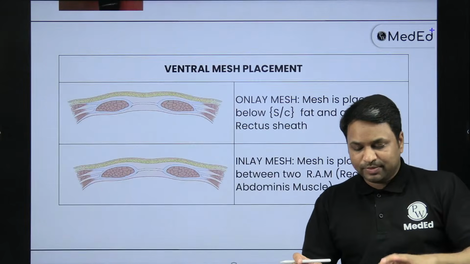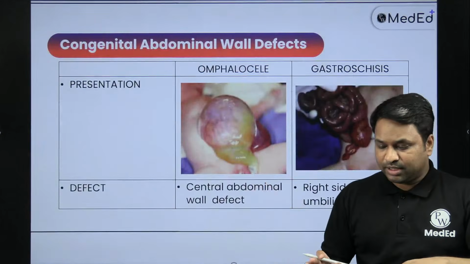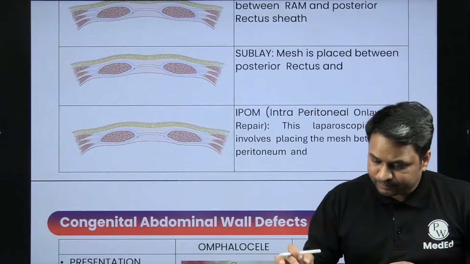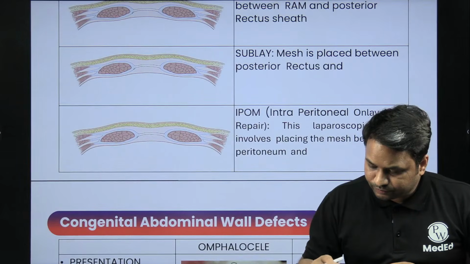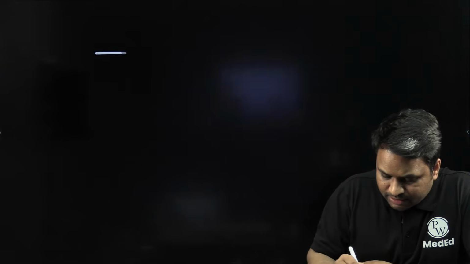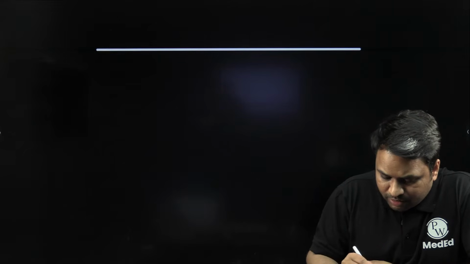Now, mesh placement has been an exam question. I've given you all the mesh placements. This we have already covered, omphalocele and gastroschisis. I will quickly review the mesh placement. In order to understand the mesh placement, let's say the outermost layer that you have, imagine that this is the skin. Under the skin, you have the subcutaneous fat.